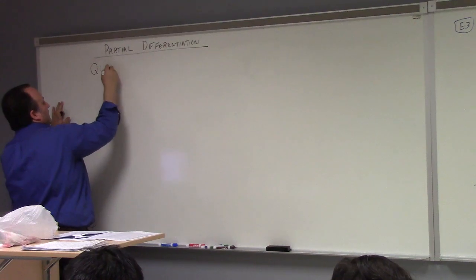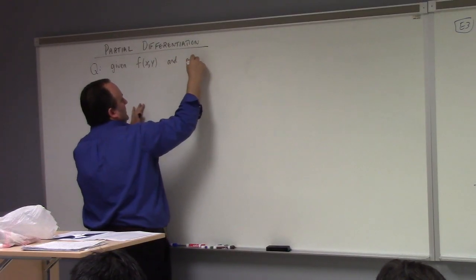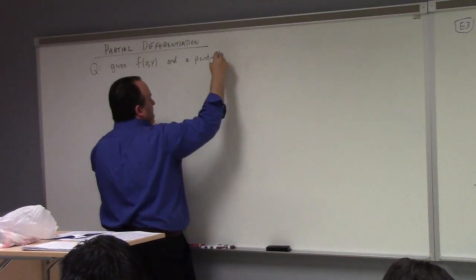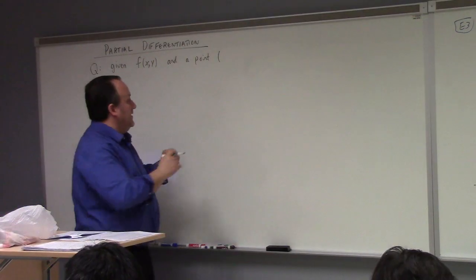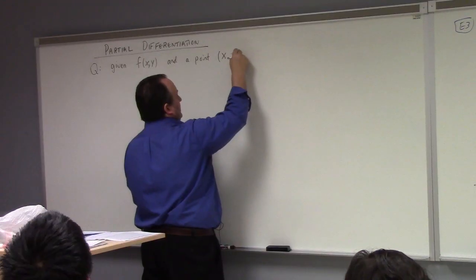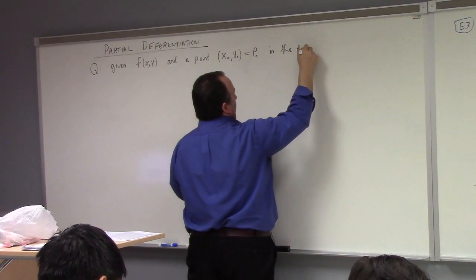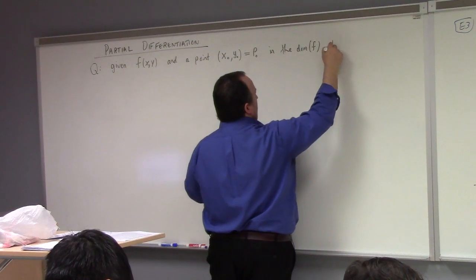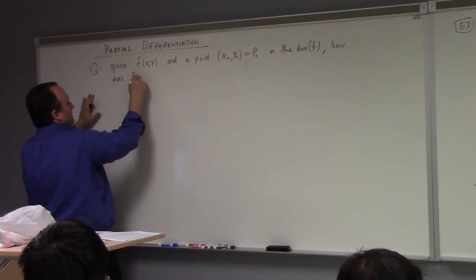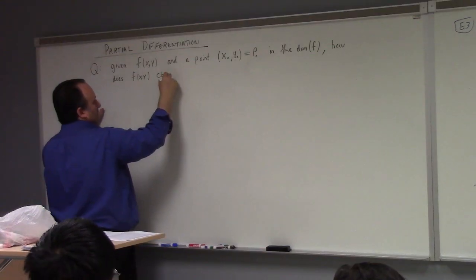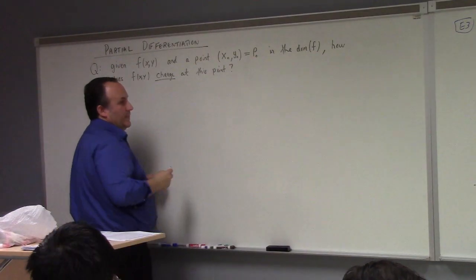So here's the question. Given a function of two variables and a point, let me try to use my notation, x naught, y naught, which we'll also call p naught, in the domain, how does f of x y change at this point?